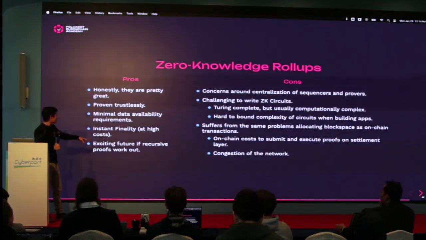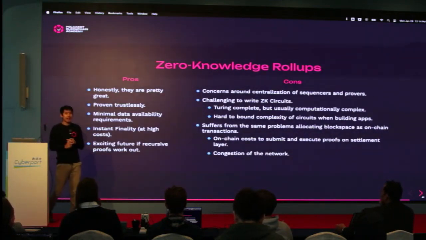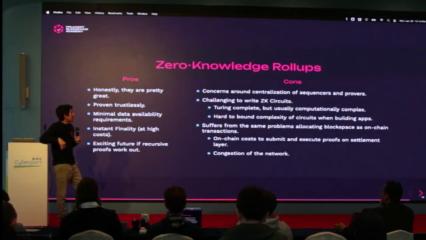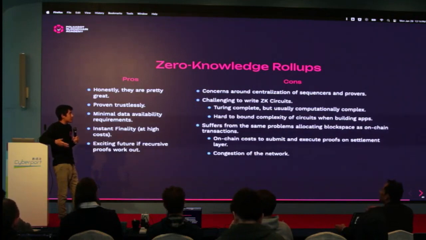And it's exciting if the future of recursive proofs works out. So the idea that you can have a proof inside of a proof inside of a proof, you check one thing and you're validating a million blockchains at once. Those are very cool ideas. The concerns, again, with ZK proofs, even more so, are concerns around centralization of sequencers.